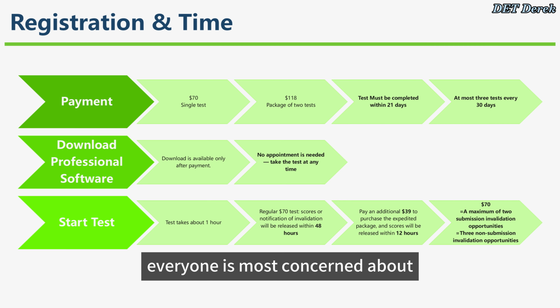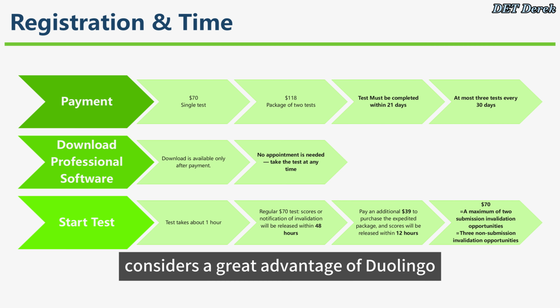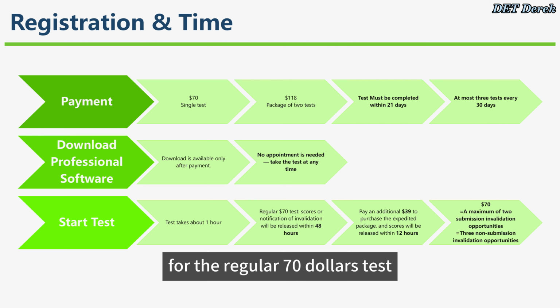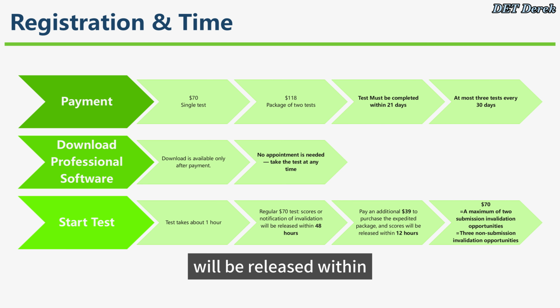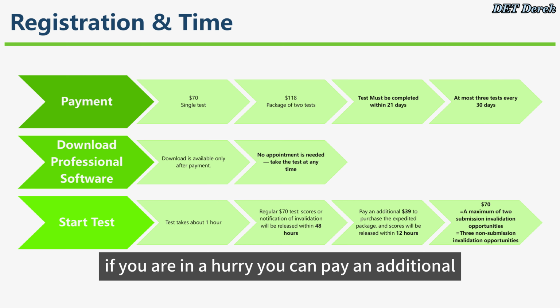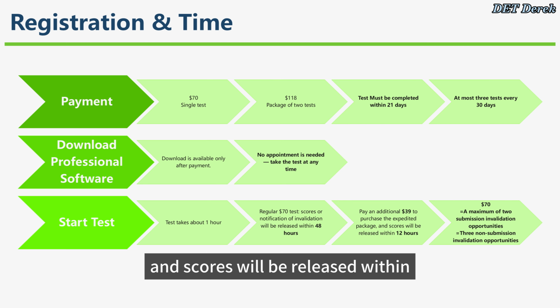What everyone is most concerned about, and what Coach Derek considers a great advantage of Duolingo, is the score release time. For the regular $70 test, scores or notification of invalidation will be released within 48 hours. You cannot know the result immediately after the test. Even if it's invalid, you have to wait 2 days. If you are in a hurry, you can pay an additional $39 to purchase the expedited package, and scores will be released within 12 hours.